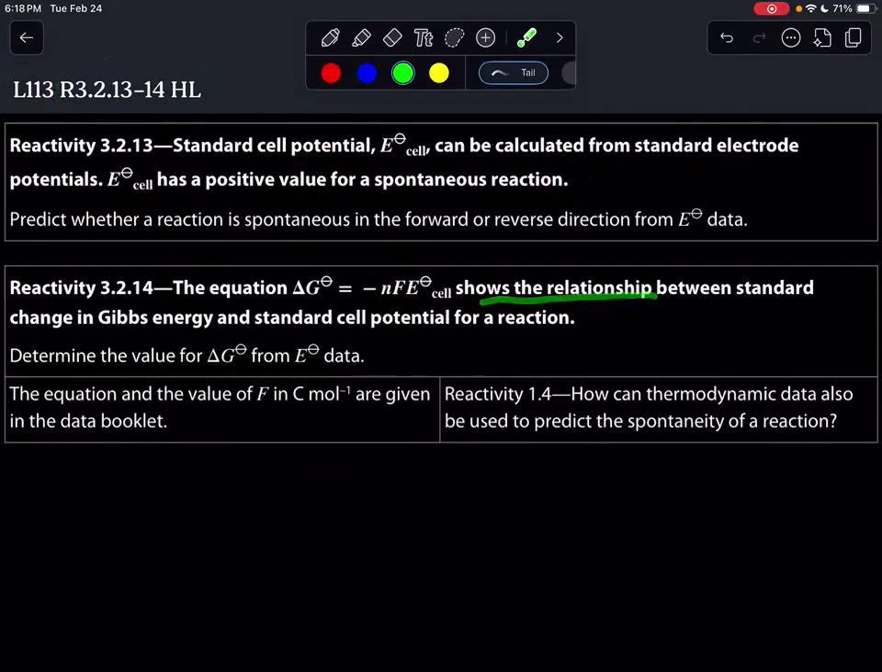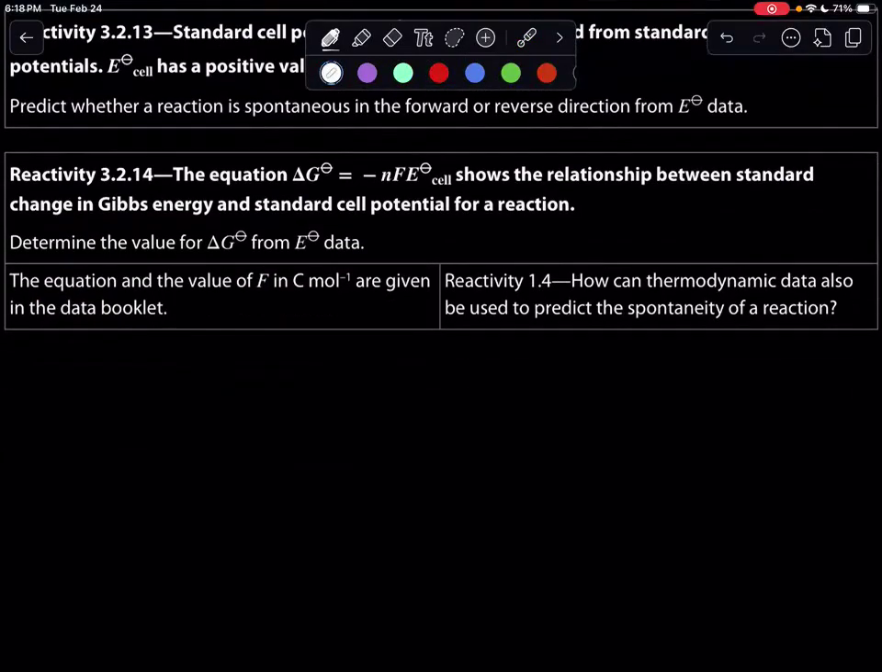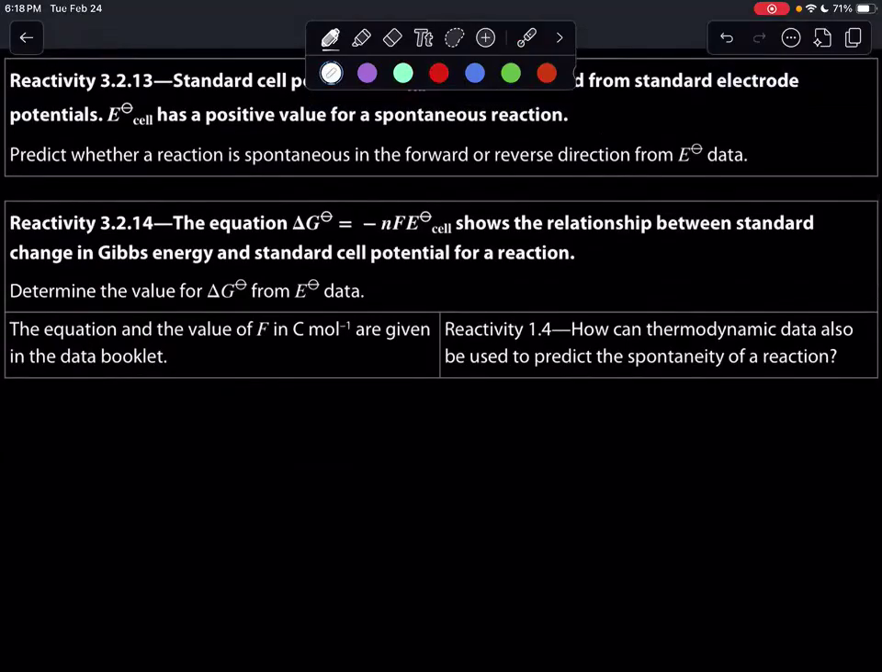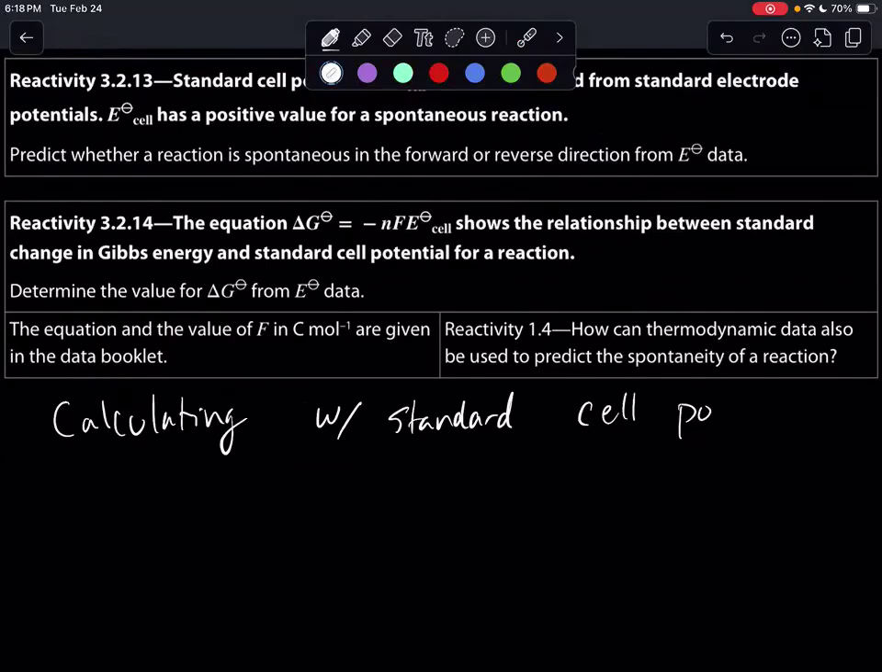To show the relationship between standard change in Gibbs energy and standard cell potential, we're going to be using an equation that is found in your data booklet. This will just be the standard Gibbs and cell equation. So with that said, let's talk about calculating with standard cell potentials.